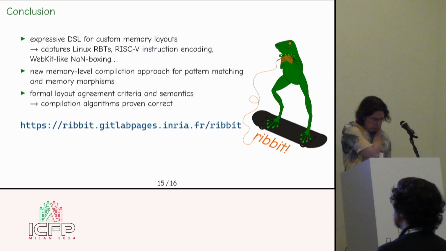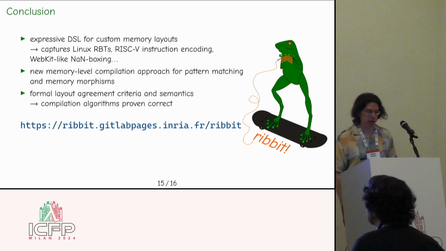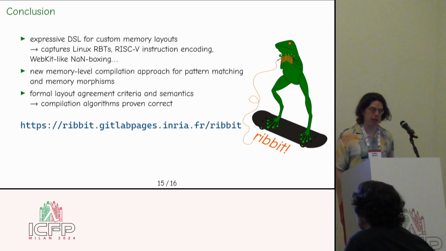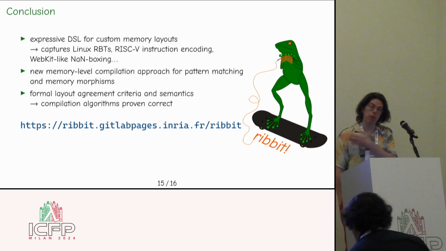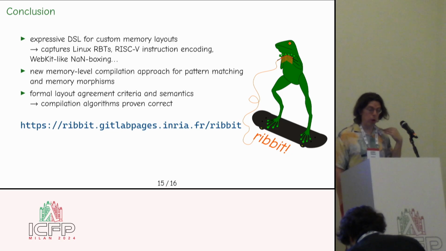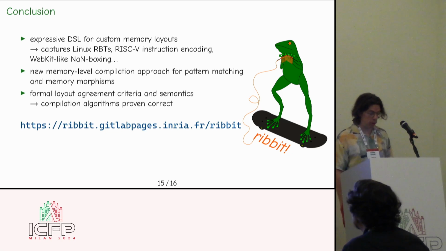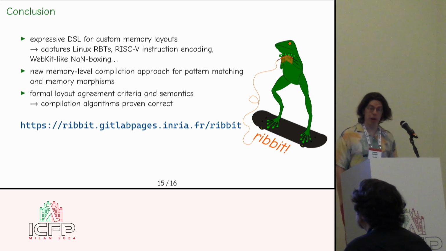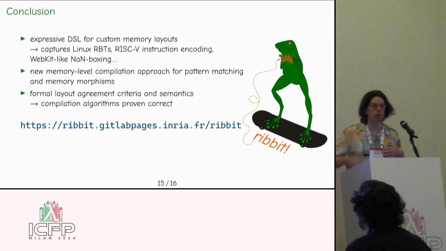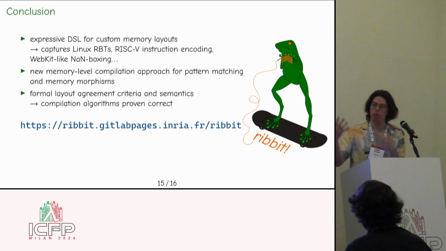All right, I'm going to stop here. I think this is enough talking. So we have an expressive DSL for custom memory representations. It can capture lots of weird representations. We can encode what I showed you on RISC-V instructions, on NaN boxing, and so on and so forth. We had to invent new compilation algorithms for this. In practice, they are pretty powerful. They can do arbitrary transformations on memory layout. For instance, if you have a given type and you give two memory layouts, we can synthesize any transformation between the two.